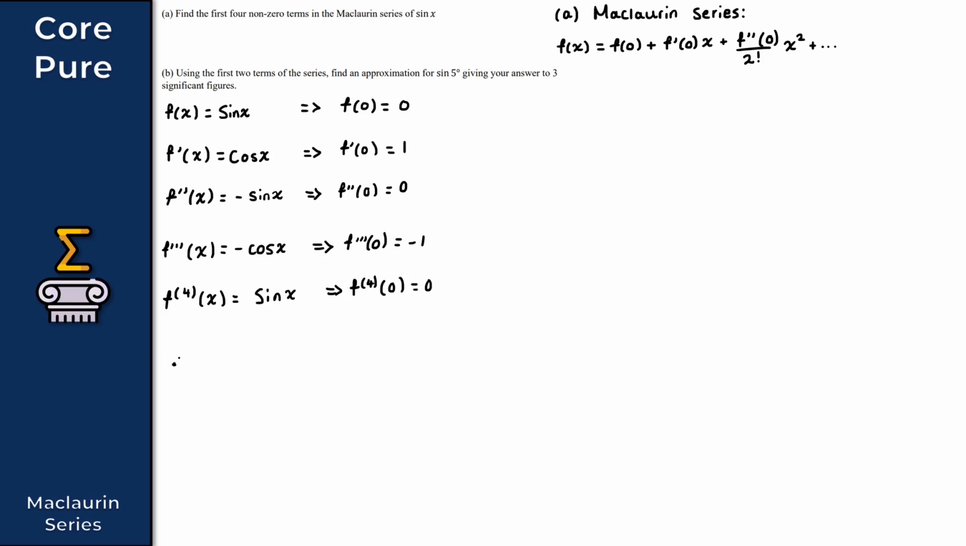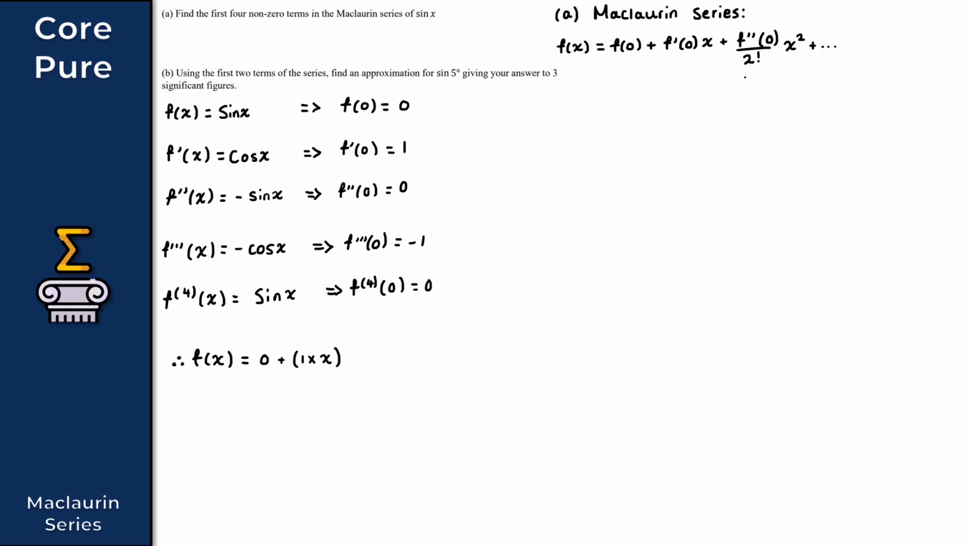So therefore, f of x is equal to, so we get f of 0. So f of 0 is just 0, right? I'll write it down anyway, but normally we wouldn't include that. We'd just leave it. So 0. We then have f prime of 0, so that's 1 times x. So plus 1 times x there. Okay, let's keep going here.